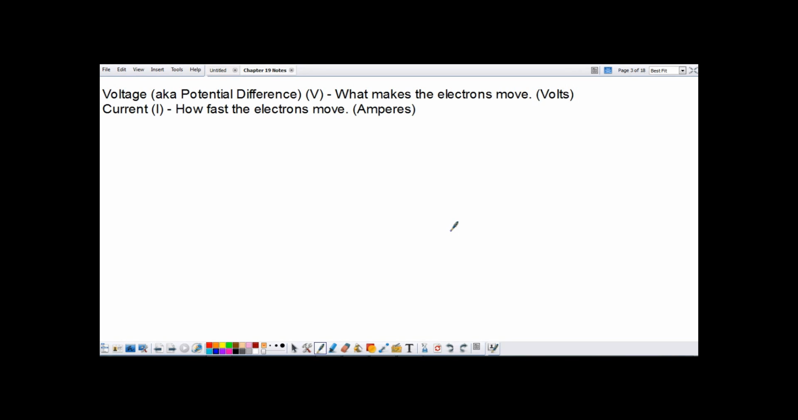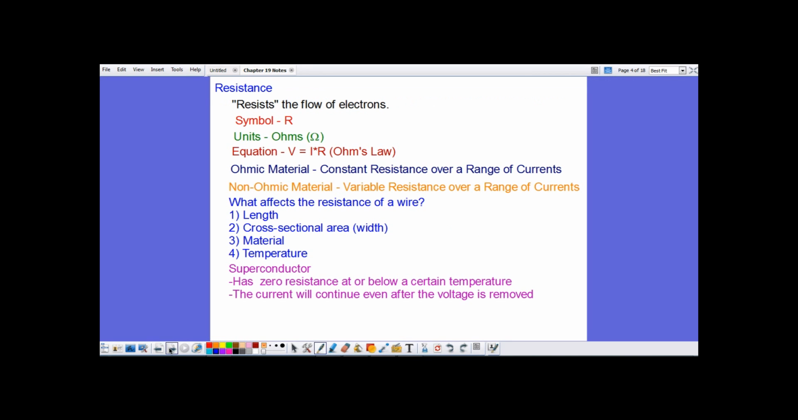Okay, so we've talked about voltage or potential difference, and that's what makes the electrons move. Then we talked about current, which is how fast the electrons are moving in amps. Now we're going to talk about resistance. Okay, resistance, it does what it says it's going to do. It resists the flow of electrons.